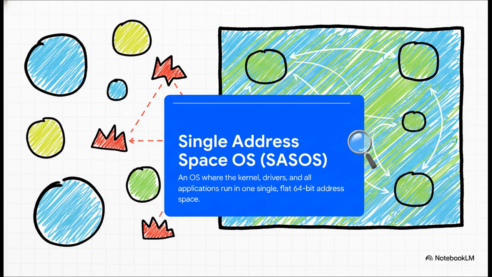And that leads us to our first huge concept, the Single Address Space Operating System, or SASOS. See, in a normal OS, every single application lives in its own private, walled-off memory bubble. And switching between those bubbles is incredibly slow and expensive. A SASOS, on the other hand, puts everything, the kernel, the drivers, all the apps, into one gigantic shared address space. And why does that matter? It's massive. It means we can completely eliminate those costly switches and the performance-destroying TLB flushes that go with them.